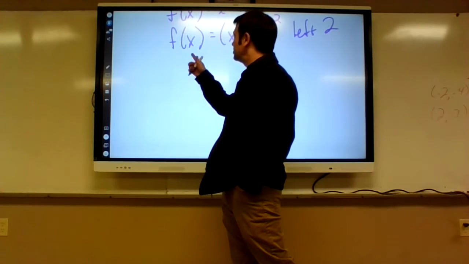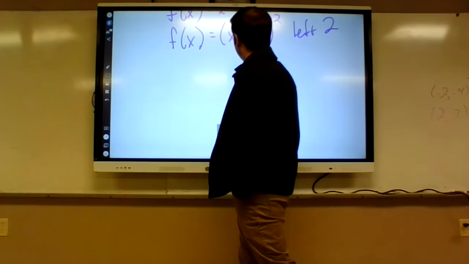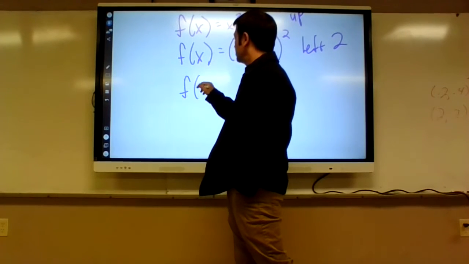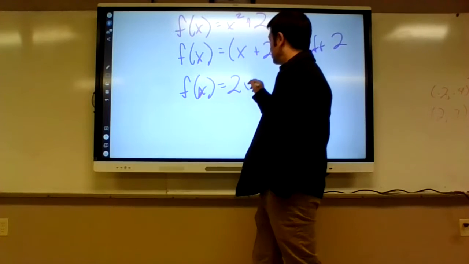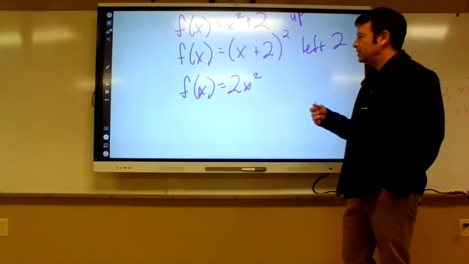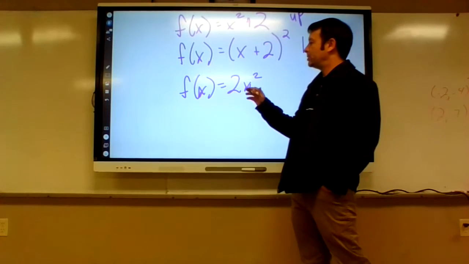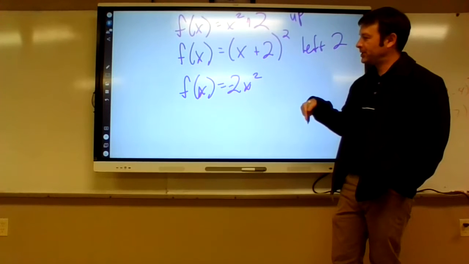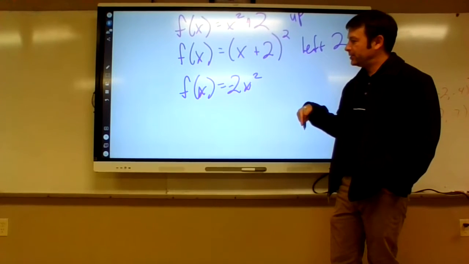What would happen if I put like a 2 out in front? Doesn't it go up twice as fast? Yeah, it goes up twice as fast, gets steeper. What would happen if I put a negative on everything? It would go down. It flips upside down.